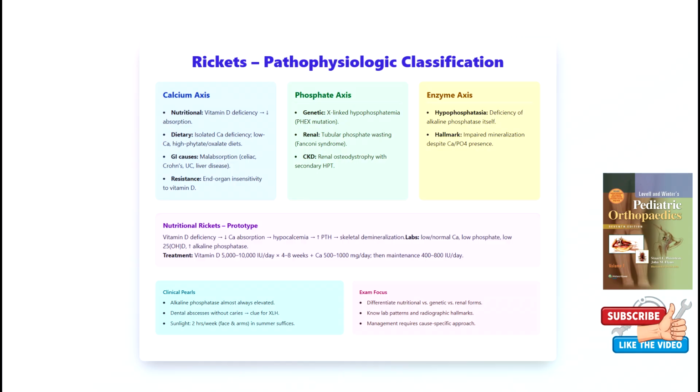So, if you step back, you now see how the framework applies. Nutritional rickets, a problem of calcium and vitamin D supply. Gastrointestinal rickets, a problem of absorption. X-linked hypophosphatemia, a genetic problem of phosphate wasting, and in the rarer corners, renal osteodystrophy and hypophosphatasia. Clinically similar, but metabolically distinct.